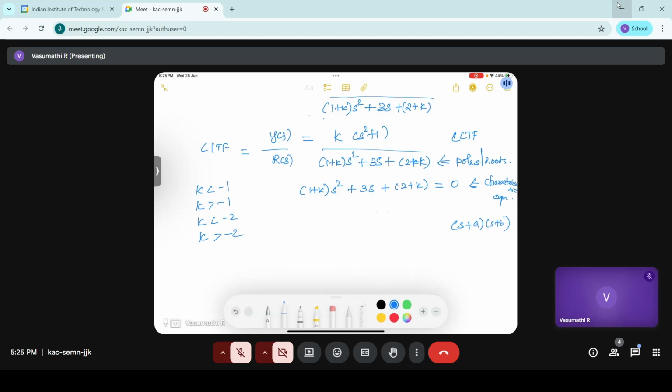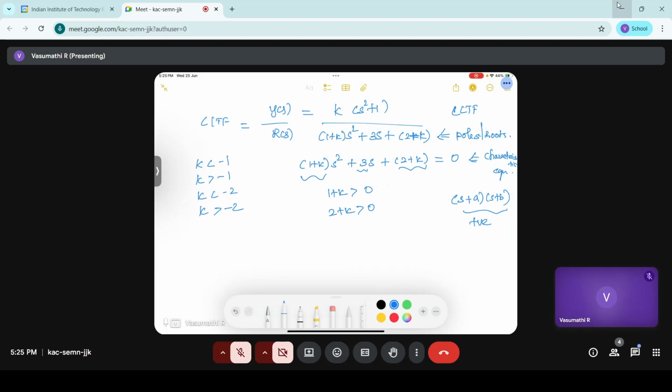So for this to be stable, all the coefficients should be positive. So all the coefficients, what is there before this term, should be positive. So 1 plus k should be positive, 2 plus k should be positive. To make this work, what option out of these will be working? Can you solve and let me know? This will give you k should be greater than minus 1. Right. This will give you k should be greater than minus 2.